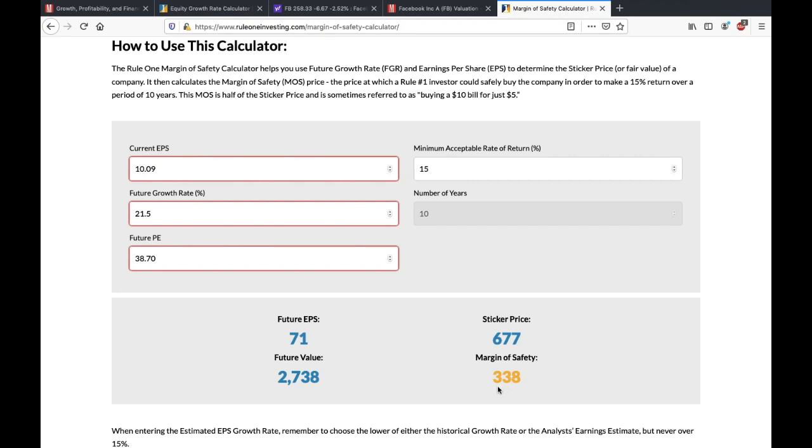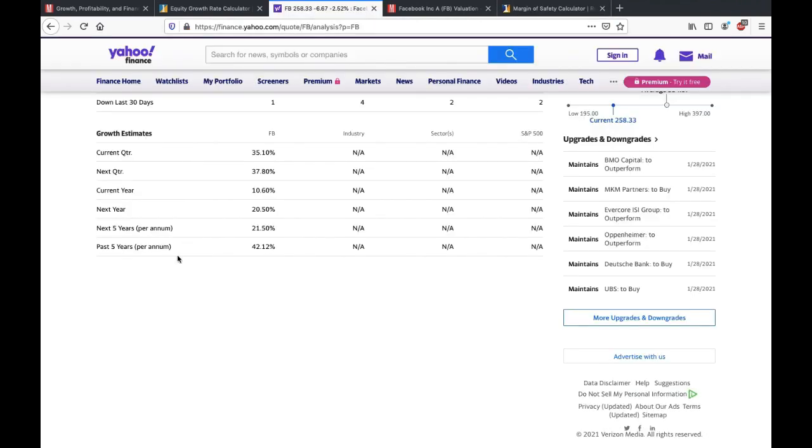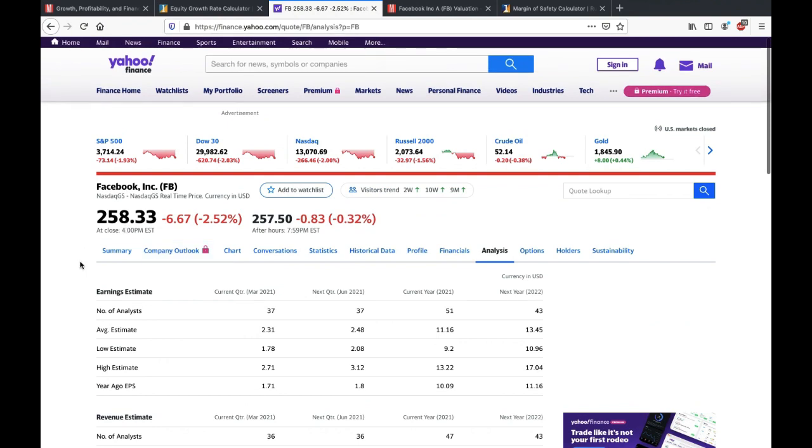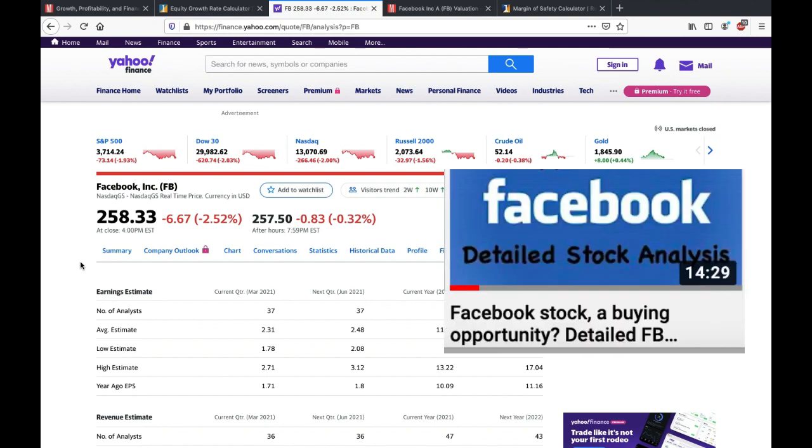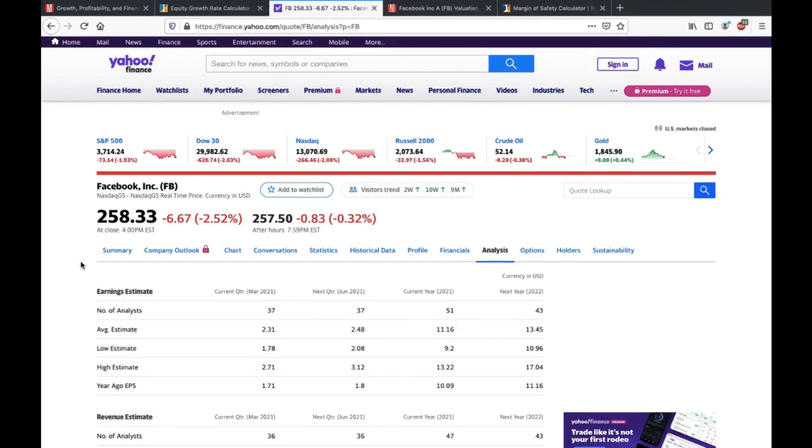So this is the buy price with margin of safety. And you can see the buy price using this method for Facebook is $338, and Facebook right now trades at $258, meaning Facebook is undervalued significantly using this valuation model. I did actually a whole video on Facebook and why I think it's a good investment at these prices.